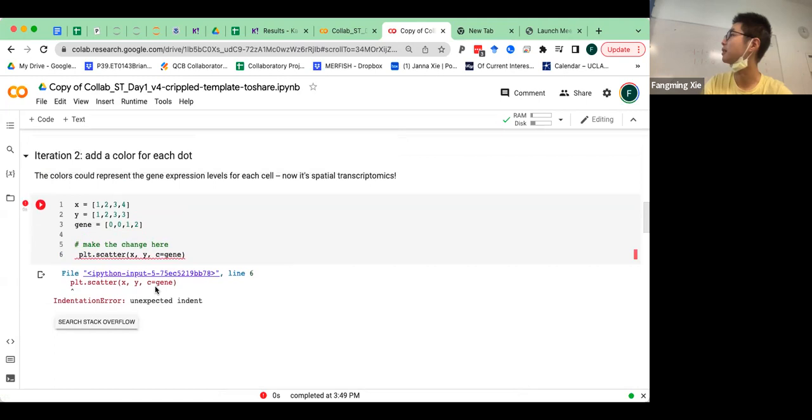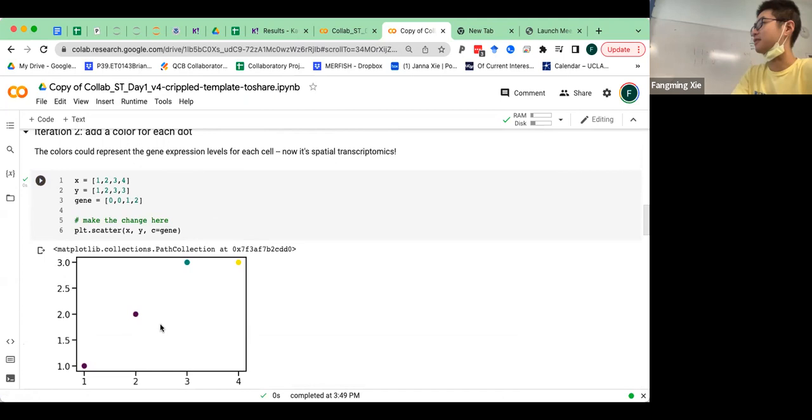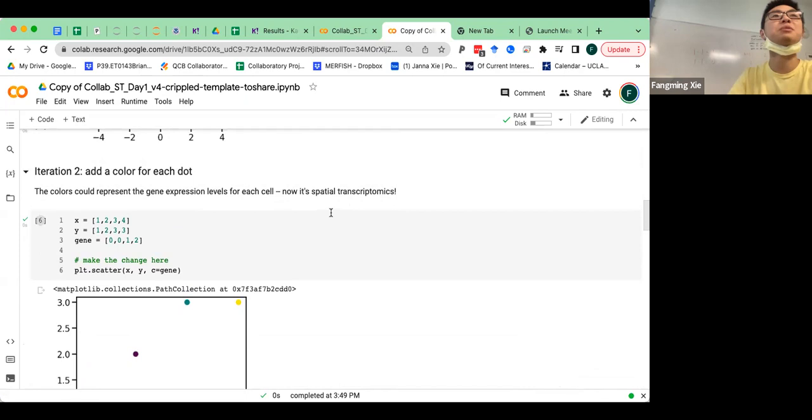unexpected indent. Then you go, yeah. Now you can see each dot has a different color because the gene expression levels we put in are different from each other. So that's a minimalist spatial transcriptomics plot. If each dot is a cell, each color.